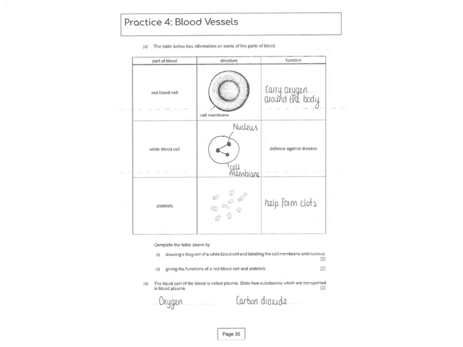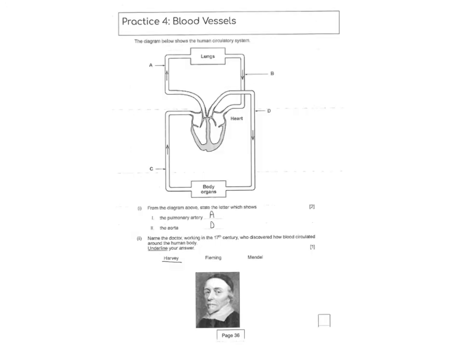The liquid part of the blood is called plasma. State two substances which are transported in blood plasma: oxygen and carbon dioxide. The diagram below shows the human circulatory system. From the diagram above, state a letter which shows the pulmonary artery.